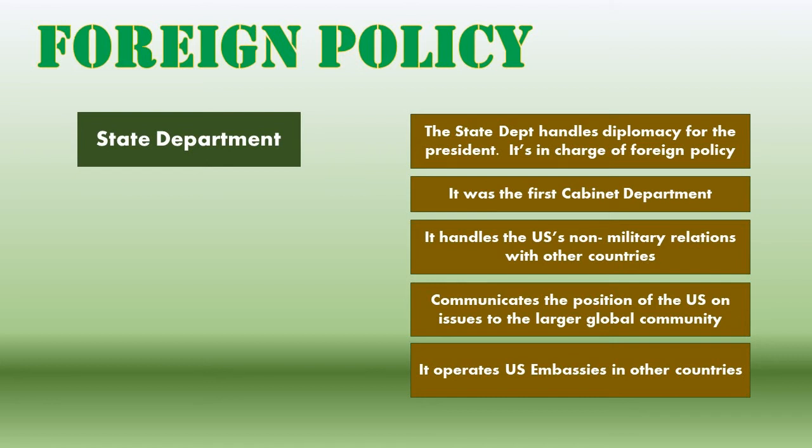The State Department is the big cabinet department that deals with foreign policy. They do all the diplomacy, which means that they run the embassies and all that kind of stuff in every country. They deal with all of the relations between the United States and every other country in the world. So this is important. It was the first cabinet department. It does all of the non-military relations, and it communicates what the United States' stance is on issues in the global community.